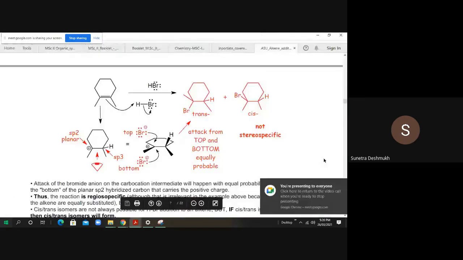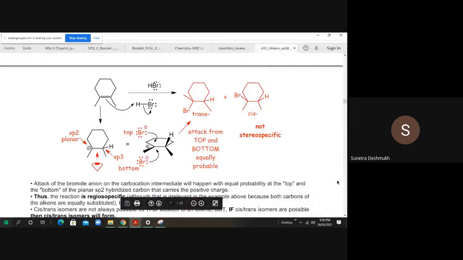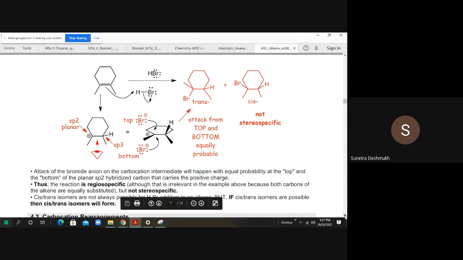Okay, now we will see the example of hydrohalogenation, the addition of HBr to the cyclic olefin. That means 1,2-dimethyl cyclohexane. So the same thing as this is addition of electrophile. Electrophile we are going to add across carbon-carbon double bond.